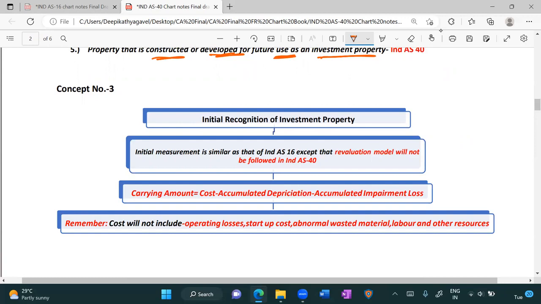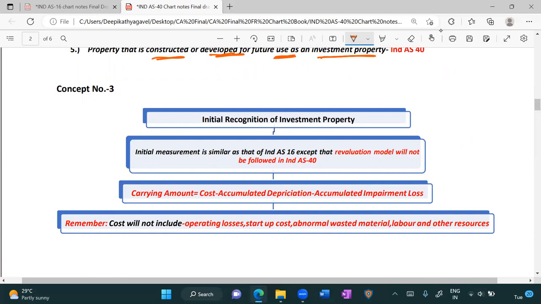The recognition criteria says that the investment property will be recorded in the books when there is a probable future economic benefit out of it, and the cost can be reliably measured.